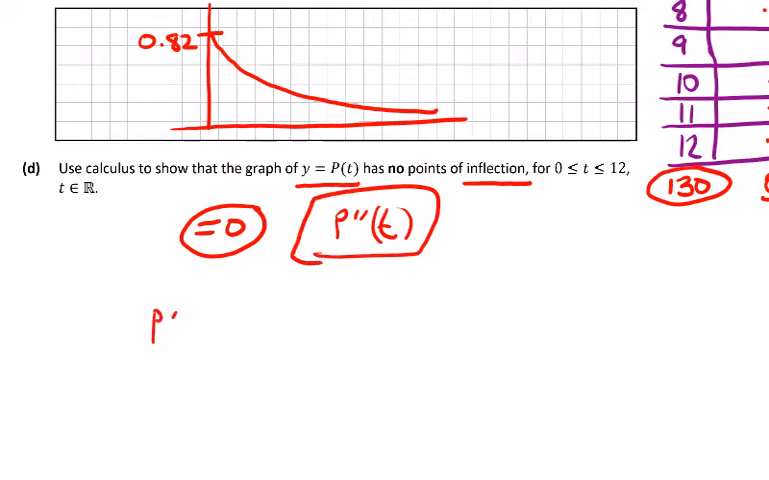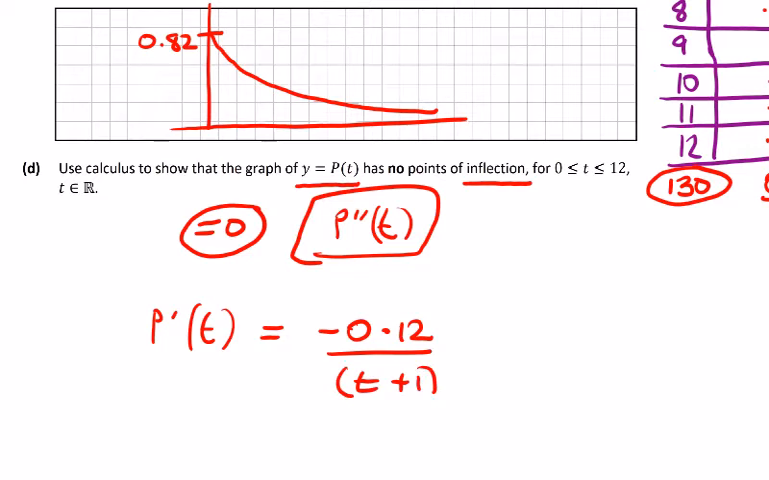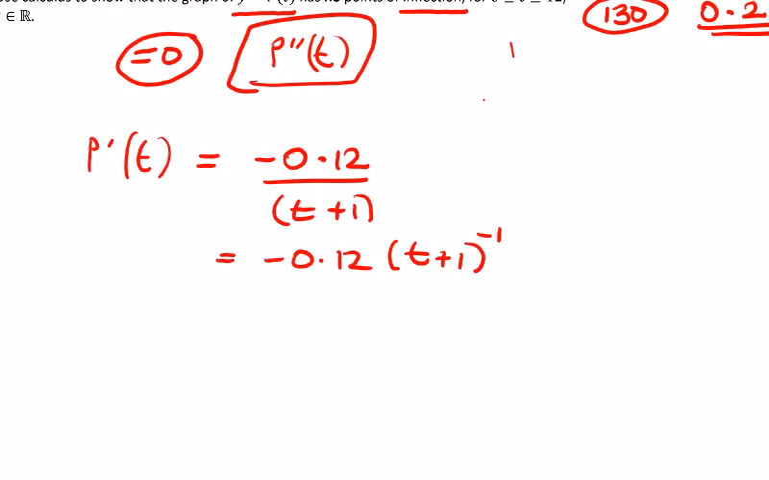So we had P'(t) was equal to minus 0.12 over (t + 1). Don't panic at these. This is equal to minus 0.12 by (t + 1) to the power of minus 1. So now we can differentiate it by using our rules of indices: bring the power down, multiply the power by the number in front. So that's going to be a minus by a minus 0.12, and then (t + 1) reduced to the power minus 2.